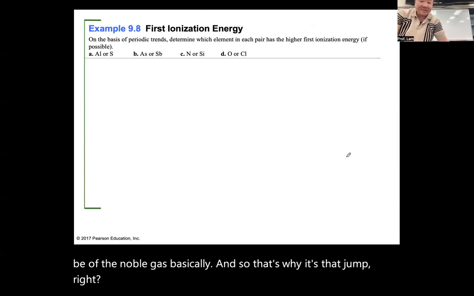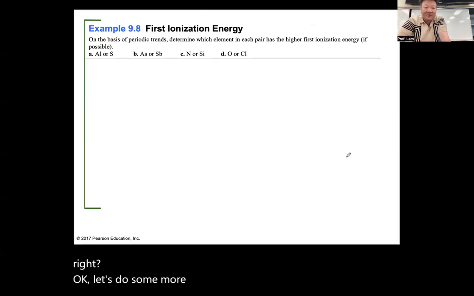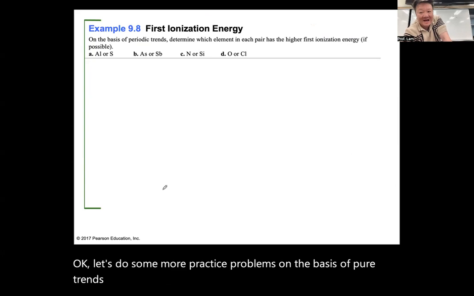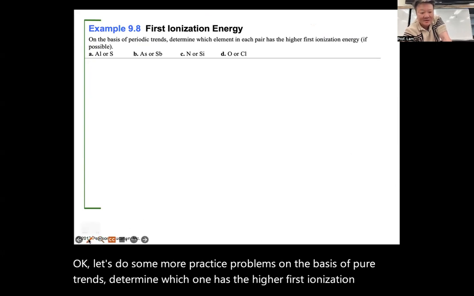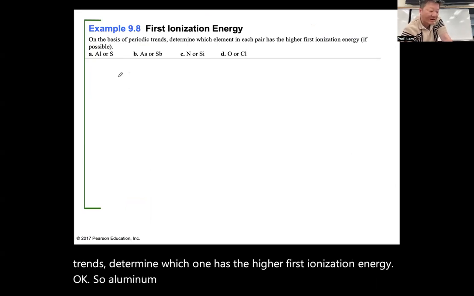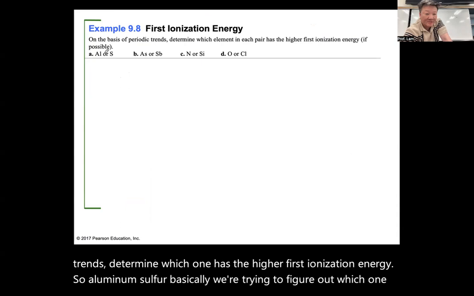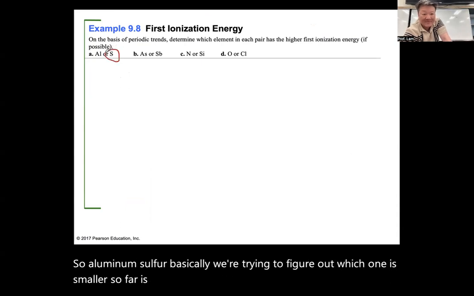Okay, let's do some more practice problems on the basis of periodic trends. Determine which one has the higher first ionization energy. Aluminum or sulfur. Basically, we're trying to figure out which one's smaller. So sulfur is smaller, so it's going to have higher first ionization energy, right?